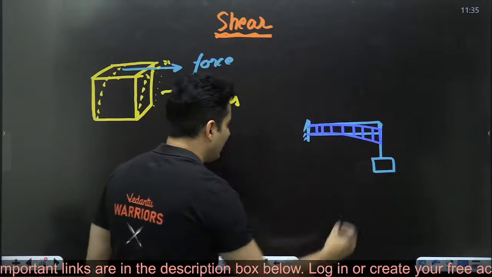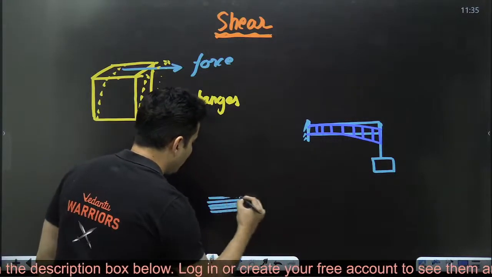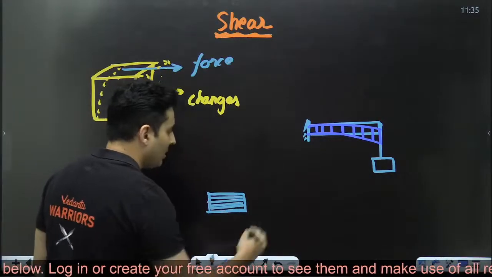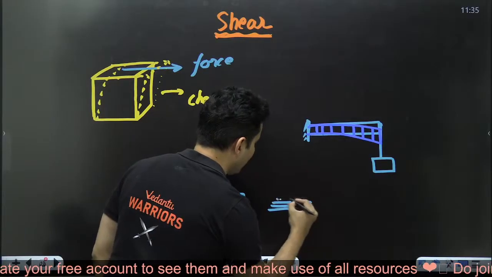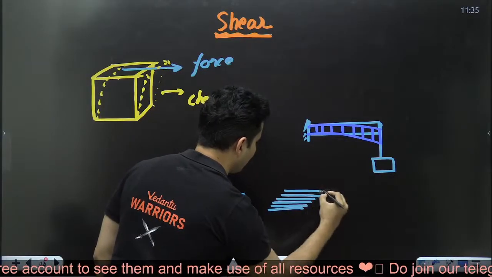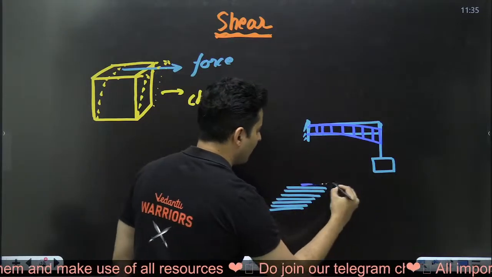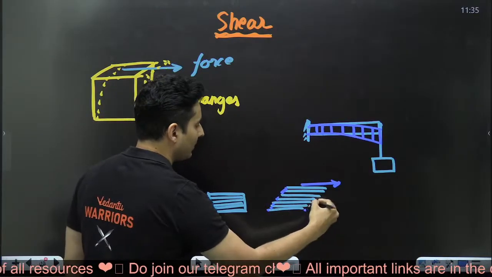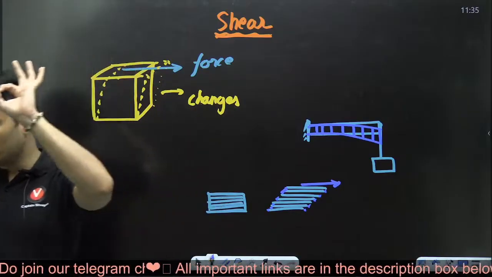Another example I just told you about is having multiple pages of a book. After you apply the force, one page is here, another page is here, another page is here. So there is shear deformation happening because you applied the force in this particular manner. You can see it has been bent. Understood? So these are some examples of shear deformation.